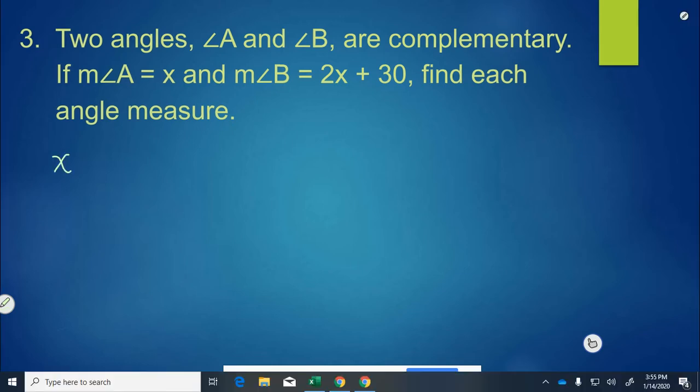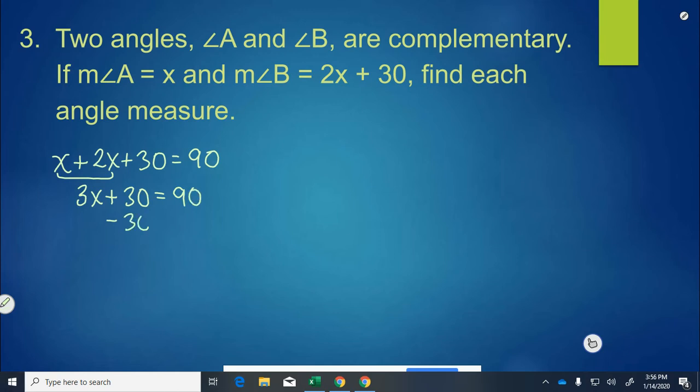So we're going to add them together. x plus 2x plus 30 equals 90. We get 3x plus 30, because x plus 2x is 3x, equals 90. Subtracting 30, we get 3x equals 60. Dividing by 3, we get x equals 20. So now we can plug that 20 back in and find the two angles.